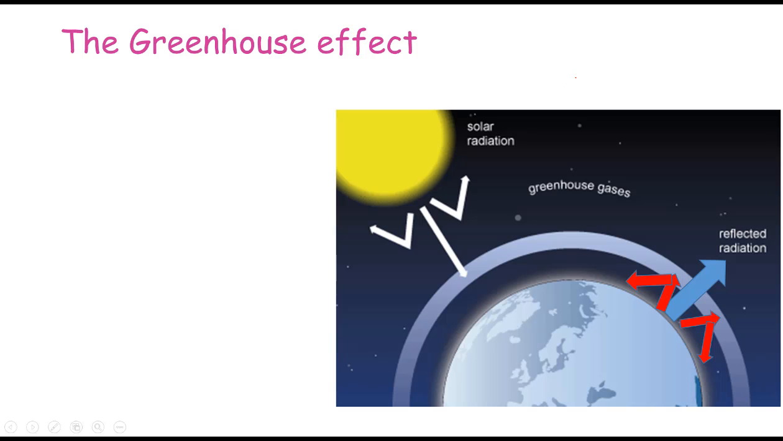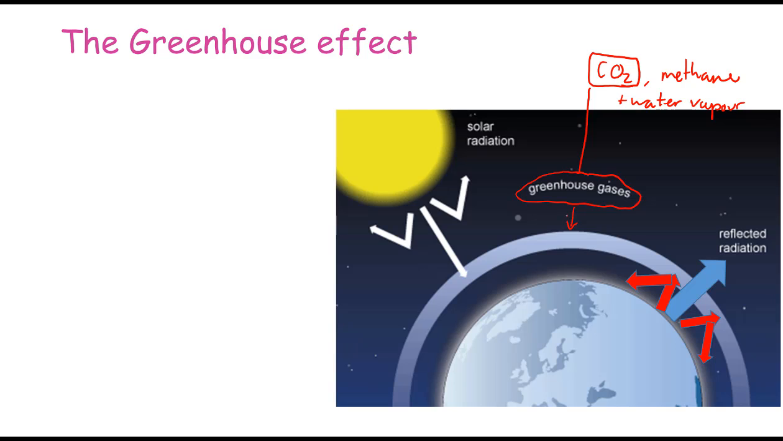Now the reason global warming is taking place is because of the greenhouse effect. And the greenhouse effect is caused by greenhouse gases, the main examples of which are carbon dioxide, methane, and water vapour. Now, one of the biggest offenders is carbon dioxide. The greenhouse gases form this layer around the Earth.